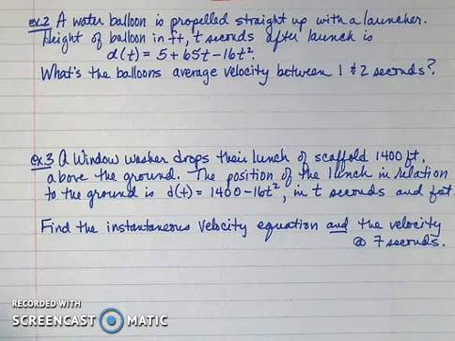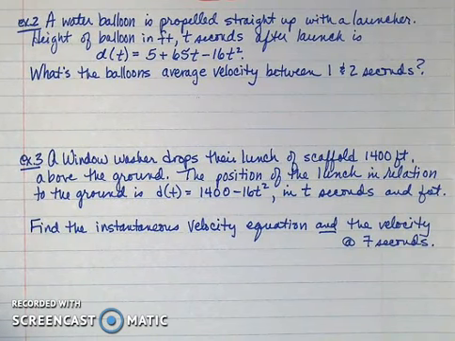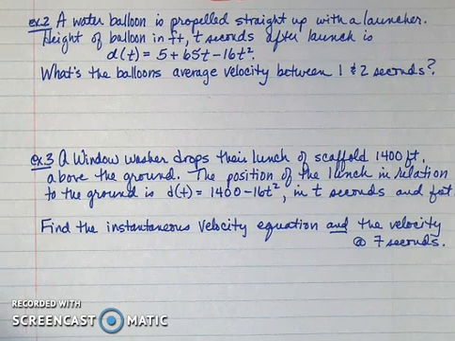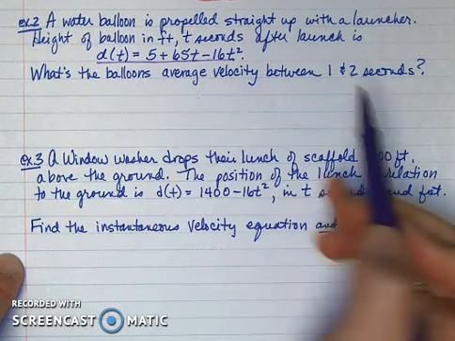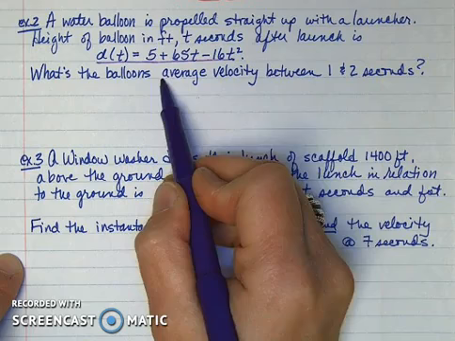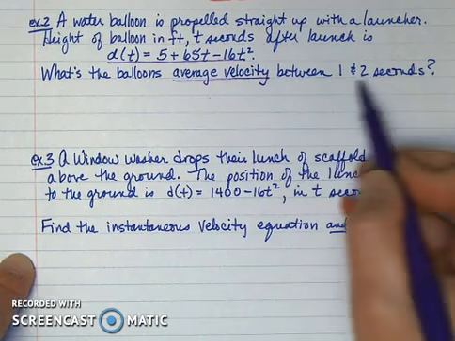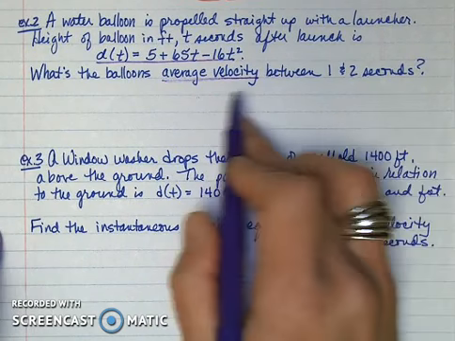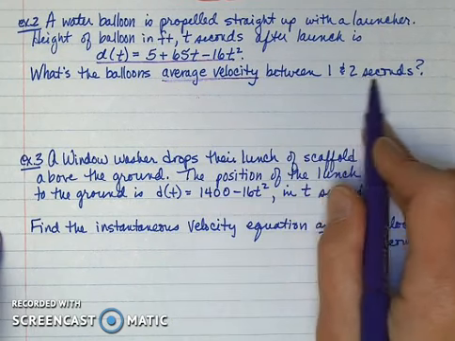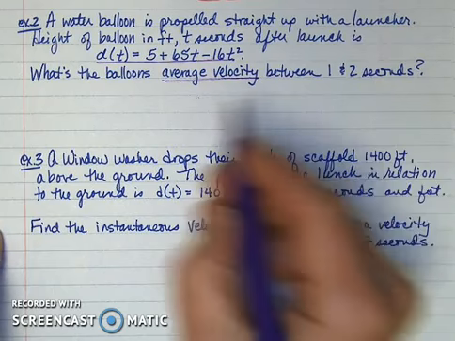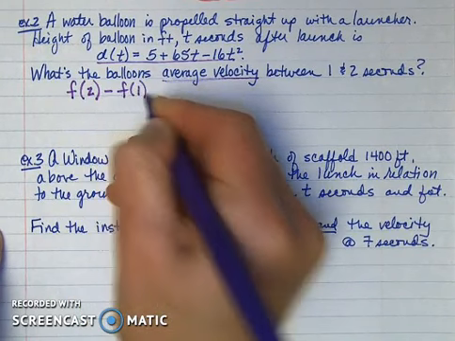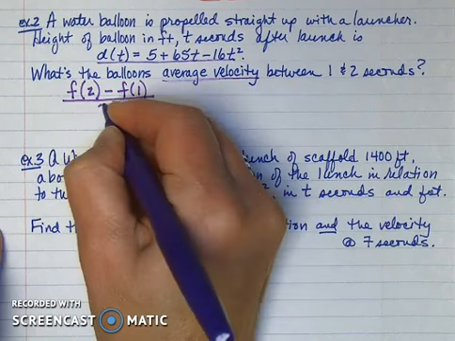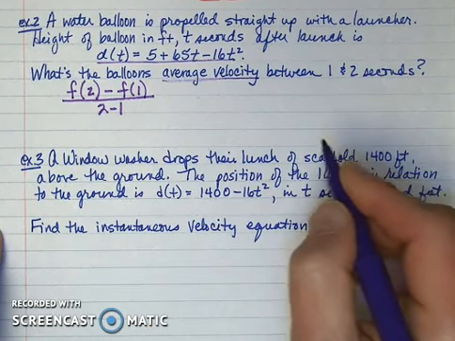First example has a water balloon that is propelled straight up with a launcher. They're kind of fun. The height of the balloon in feet, t seconds after the launch, is given by this formula right here. What is the balloon's average velocity between 1 and 2 seconds? Okay, so there's a clue. Not only did I ask you for the average velocity, but I gave you two periods of time. So you're going to figure out the function value at 2 minus the function value at 1 second, and then divide by 2 minus 1. Same thing as our a and b up above in our formulas.